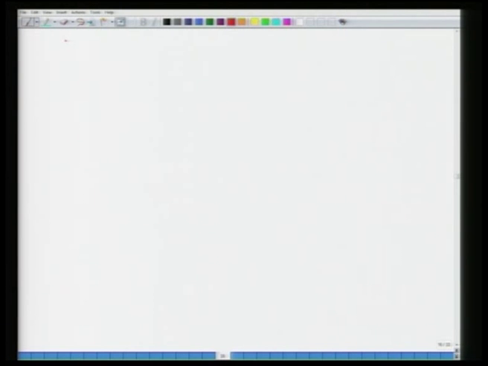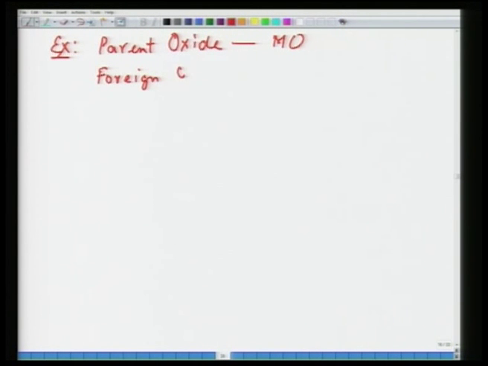So, suppose here we take an example. The parent oxide or the host oxide is MO, and the foreign oxide is, let us say in this case, A2O3. So, what are the scenarios which are possible? You can have various scenarios. In these cases, A will typically go to the M site. As a result, you will have either creation of some metal vacant sites, or you will have creation of some other charges. So, let us see what these are. Let us say first is case 1.